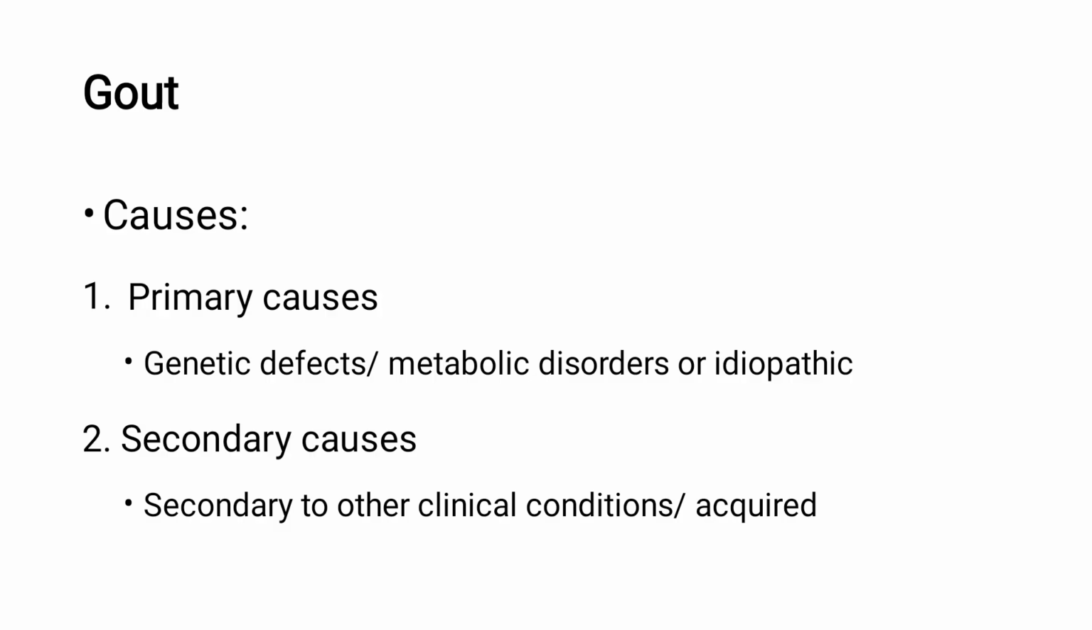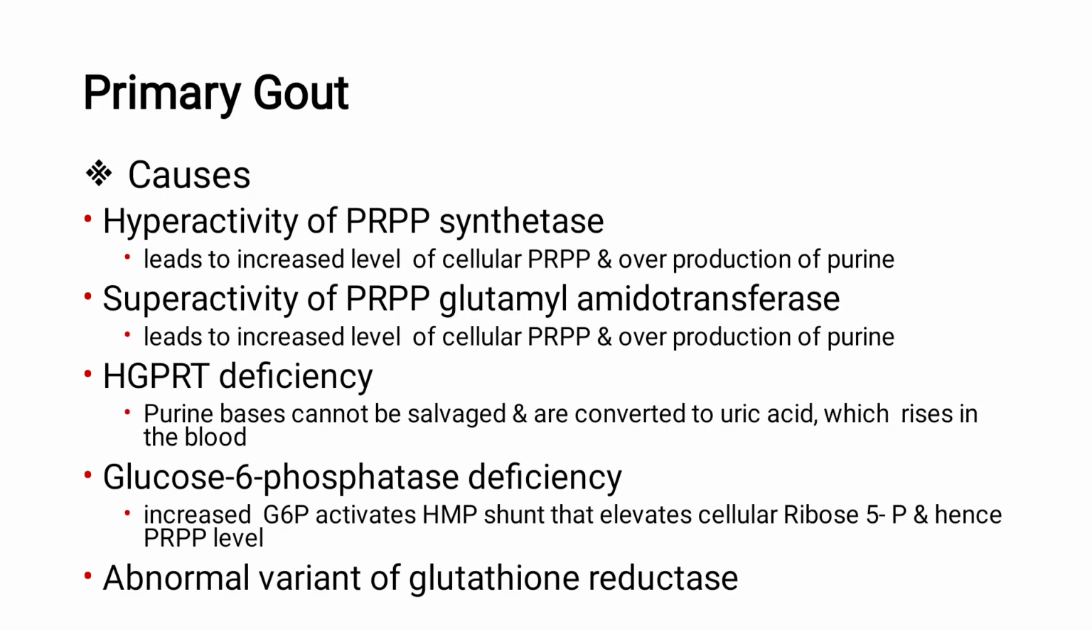Now let us see what are the primary causes of gout. If the gout is manifested because of primary causes, such gout is called primary gout. There are some 3-4 very important reasons all of us have to remember. The first primary cause for gout is hyperactivity of PRPP synthetase, phosphoribosyl pyrophosphate synthetase.